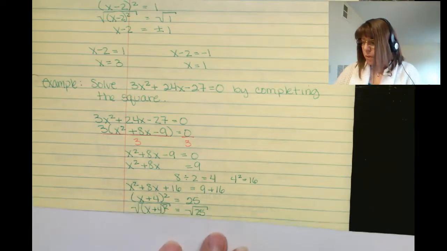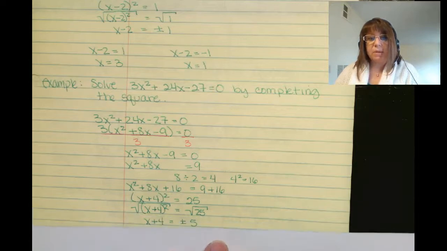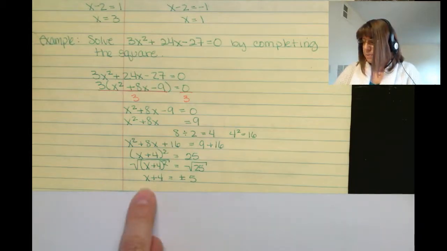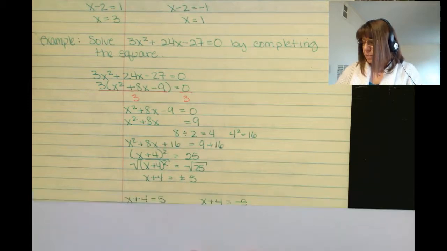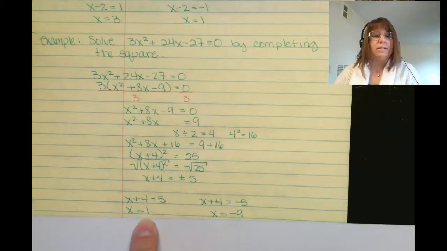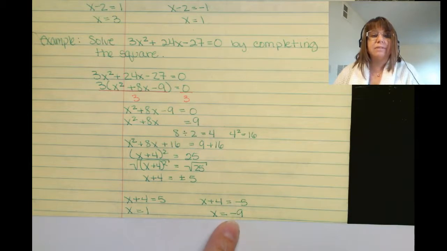Take the square root of both sides, leaving me with x plus 4 equals plus or minus 5. X plus 4 equals 5, x plus 4 equals negative 5. Subtract 4 from both sides, I get x equals 1. Subtract 4 from both sides, x equals negative 9.